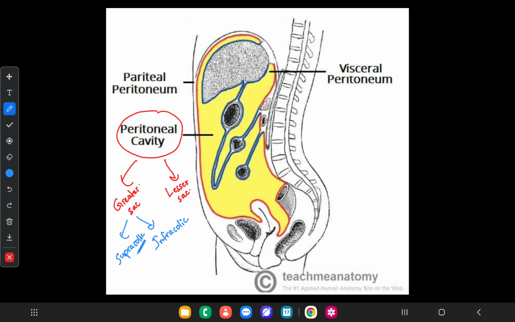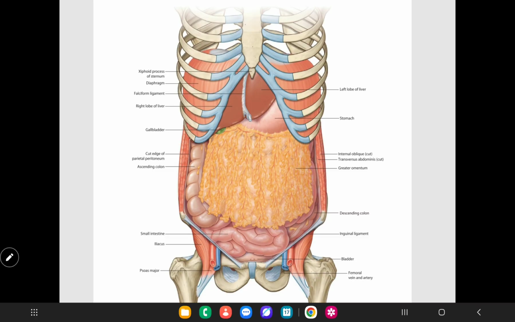And then let's talk about the greater omentum first, because the greater omentum is the one which we see when the abdominal cavity is opened. When we open the abdominal cavity, first we see the greater omentum. Actually, it protects the visceral organs. Before we see the visceral organs, we see the greater omentum.